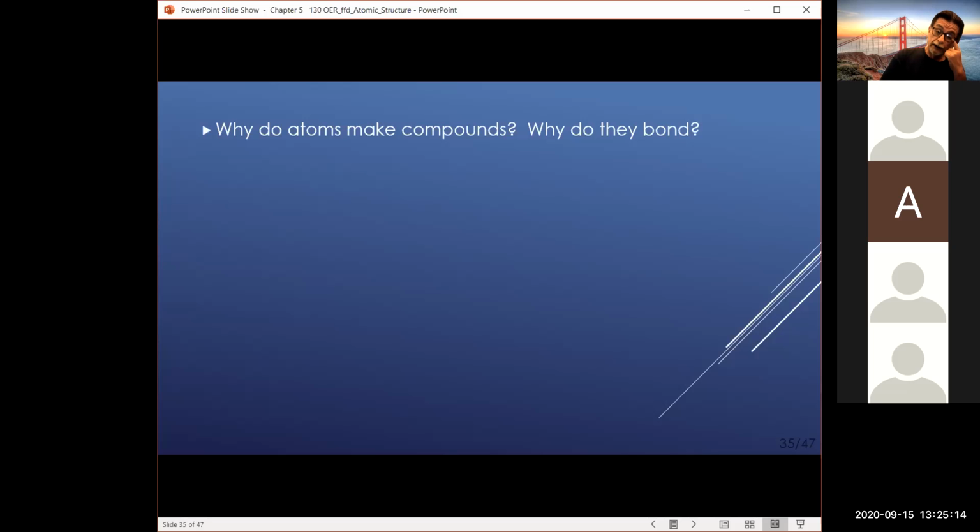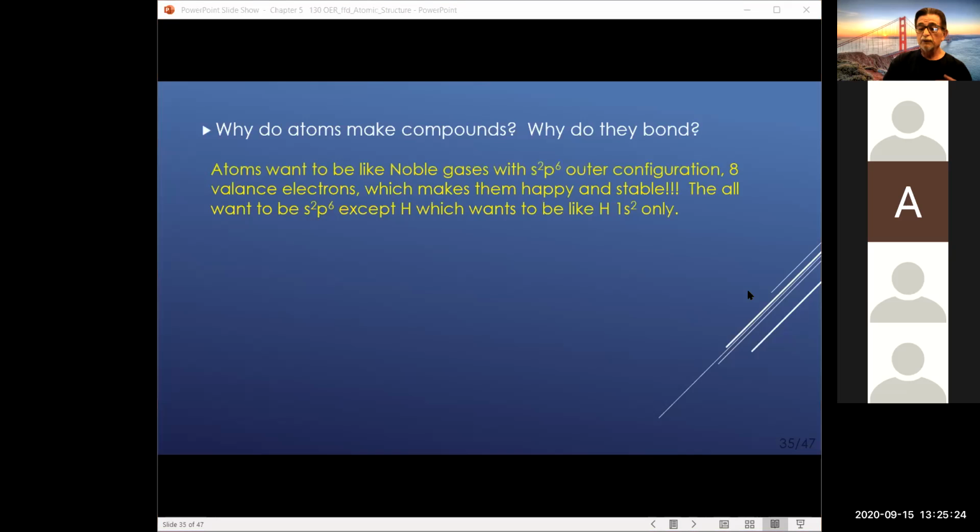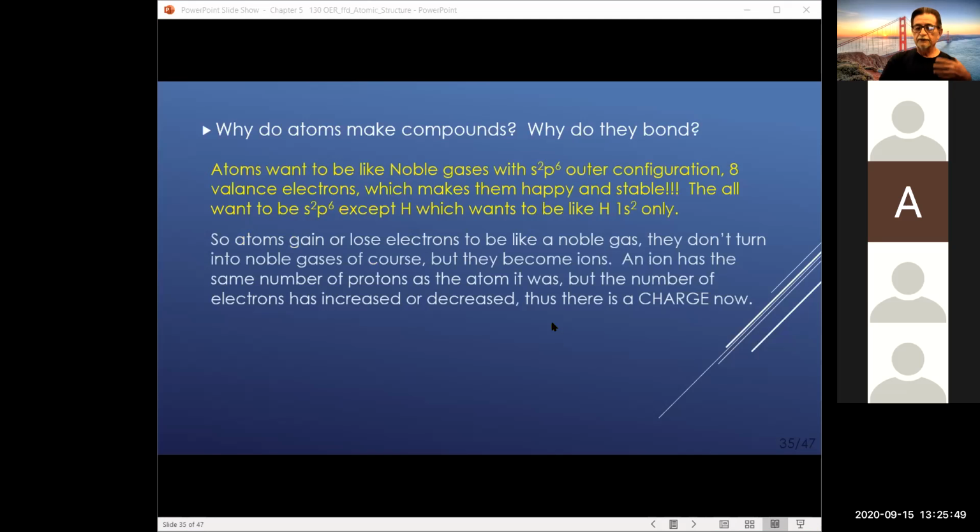Okay. Now, this question here: why do atoms want to make compounds? Why do they bond? I briefly talked about it because they want to get that magic 8. They want, by some means, which is only 1 or 2 means, you lose or you gain electrons. That's it. And by doing one or the other, you're going to have the outermost shell, the valence electron shell, full. And it has been fulfilled.